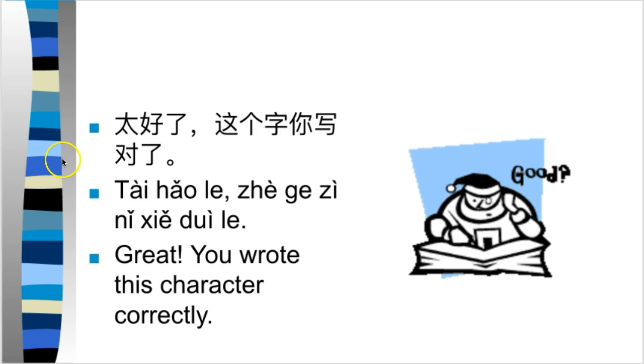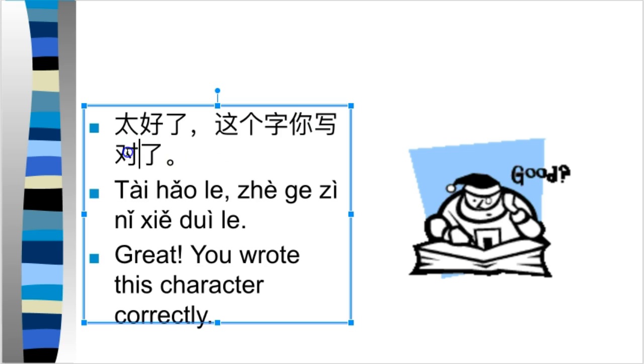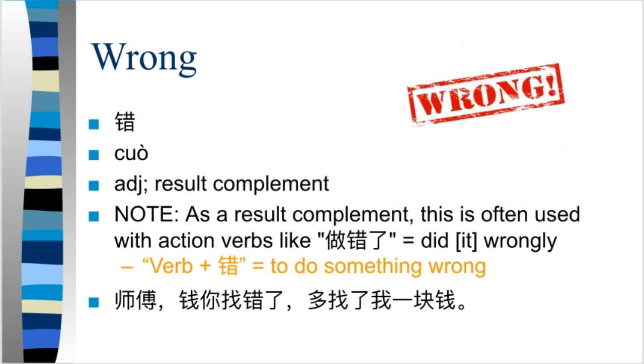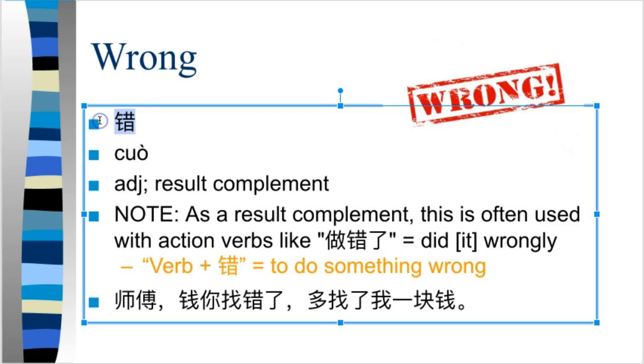For example, 太好了。这个字你写对了. So 写 here is the verb and then 对 is the complement, meaning you wrote it. How did you write it? Did you write it correctly or incorrectly? 写对了. Of course, the opposite of 对 is 错.